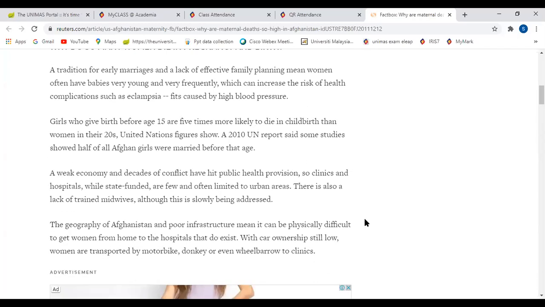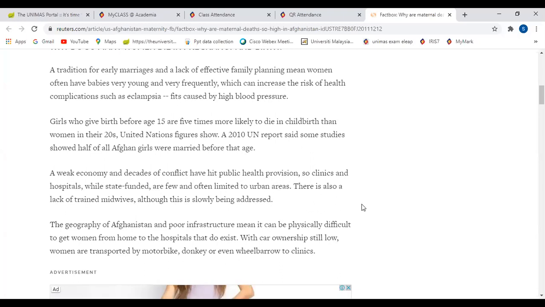So a weak economy is another one that contributes to that. Yeah, conflict. A lot of conflicts in Afghanistan anyway. Yeah, war conflict. That also has its toll on public health provision, clinics, hospitals. State-funded ones are few and often limited to urban areas. Ya, jadi kebanyakannya yang tinggal di kawasan luar bandar, and those are people who suffer the most.